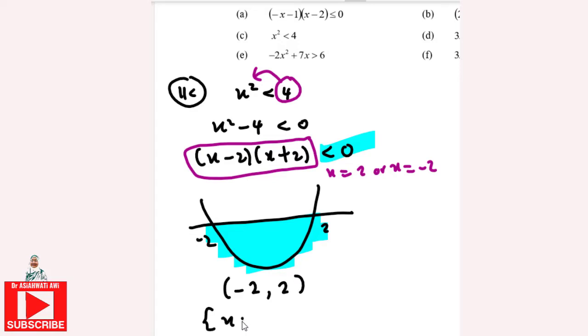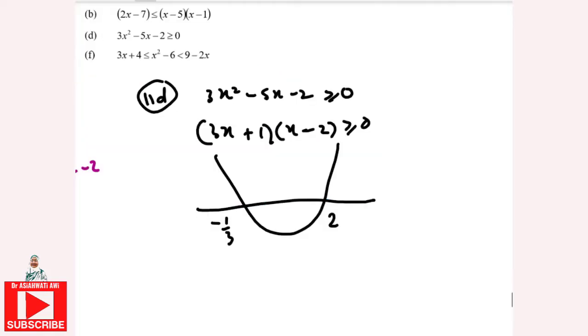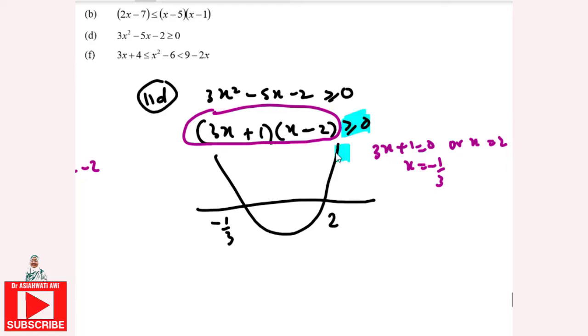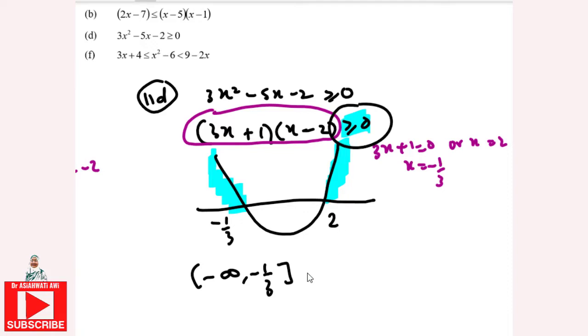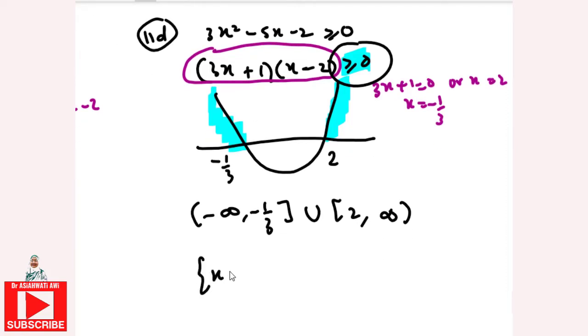You can do in set notation. X lies between negative 2 to 2, not included. Okay. So for 11B, this quadratic factorize and get the critical value, x is 0 or x is negative 1 over 3 or x is equal to 2. Can do the graph, and this graph is above x-axis. So the answer is from negative infinity, negative 1 over 3, square bracket because of included, union 2 to infinity. Do in a set notation, x less or equal negative 1 over 3 or x more or equal 2.